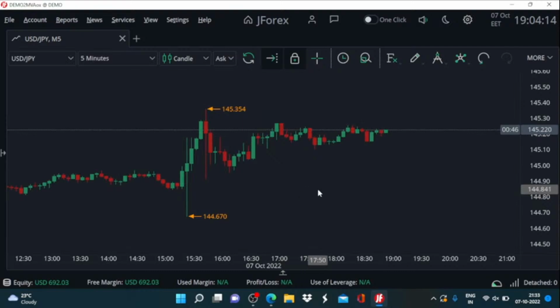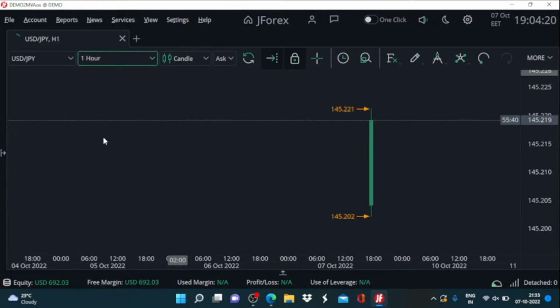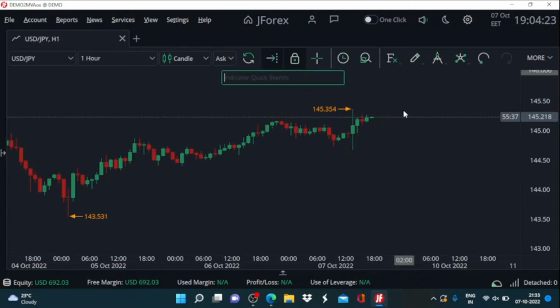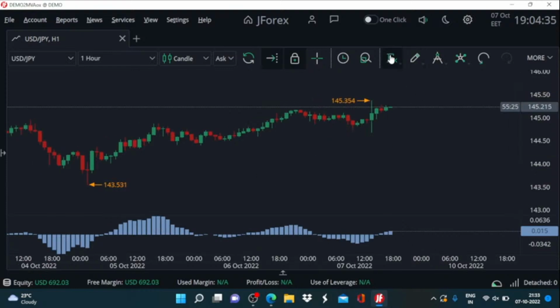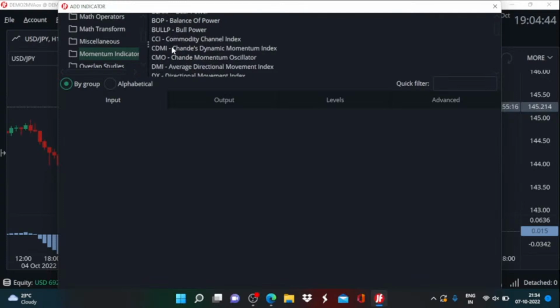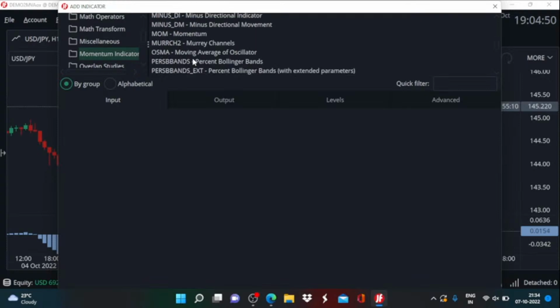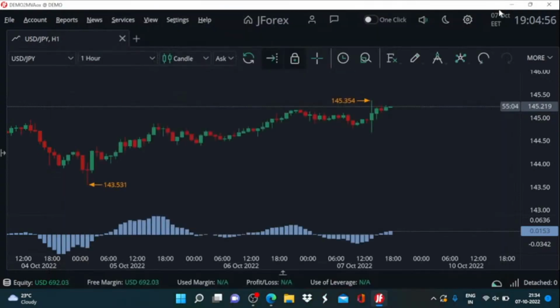This is the USD JPY chart, and on this I will plot this indicator. You can do a quick search for OSMA. So here it is, moving average of the oscillator. Or if you want to know where it is listed, it is amongst the momentum indicators, as it is a momentum indicator. Here it is just below the Murray channels, which we saw in the last session.